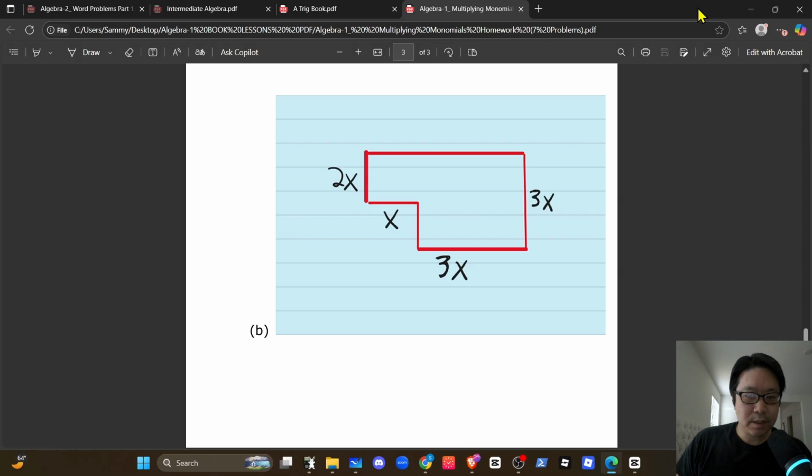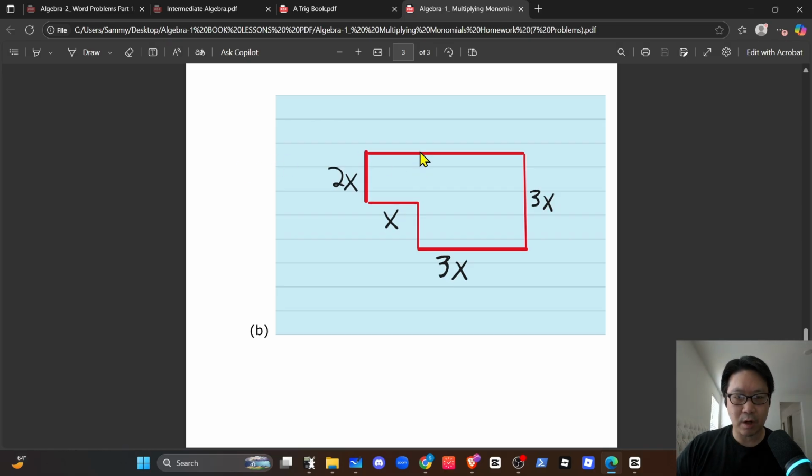All right, let's do our final problem, 6b. And again, we're going to need to figure out the perimeter and the area of our figure. Now, if you look at this figure, it's actually a combination of a rectangle and a square.